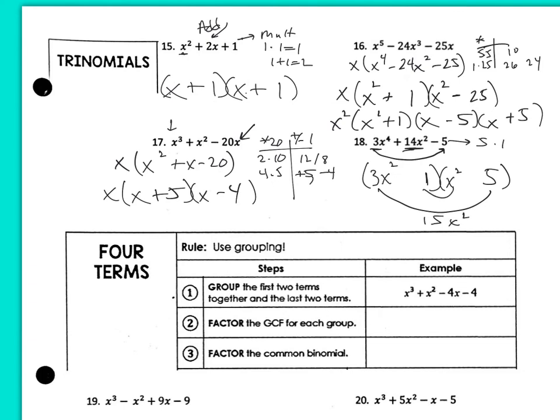Put the 1 in here. This is 1x squared. In order to make this 14, I want it to be 15 minus 1. So I know the 1's negative and this is positive. And neither one of those factor again.